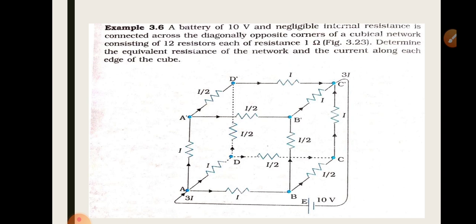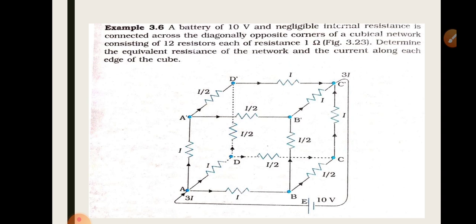Now 12 resistors are given in this circuit diagram. Series combination and parallel combination we know, but can we calculate the total resistance by using series combination and parallel combination? So the answer is no. So in this kind of question, what do we do?